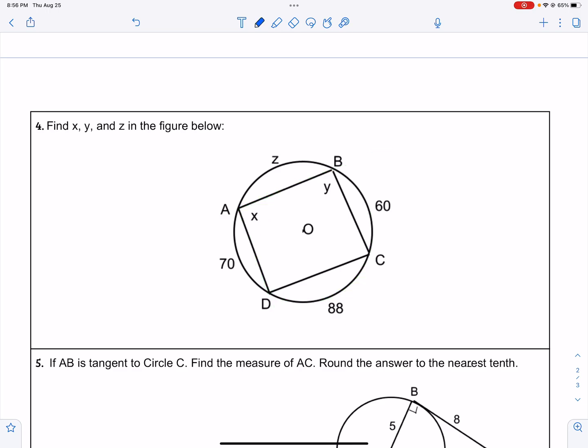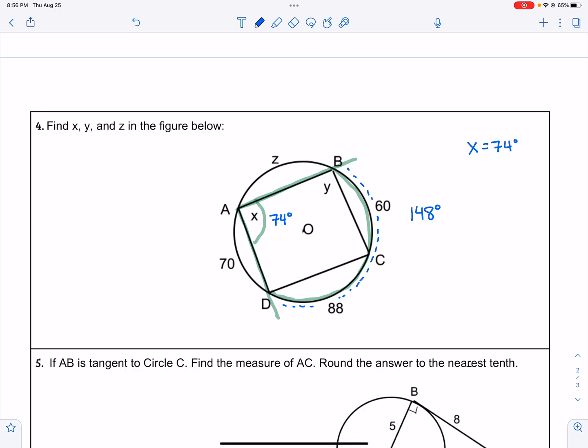So let's put all that together. We've got an inscribed angle X that opens up to the intercepted arc BCD. So we know that an inscribed angle is half of the intercepted arc. So this whole arc would be 148. And our inscribed angle is half that size, which would be 74. So far we got X equals 74.